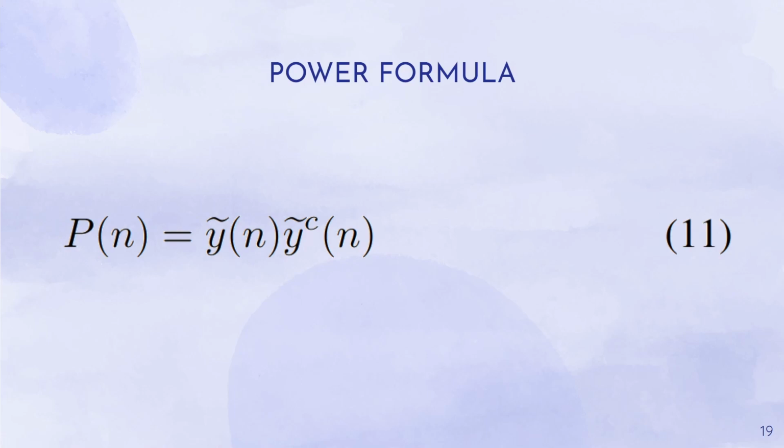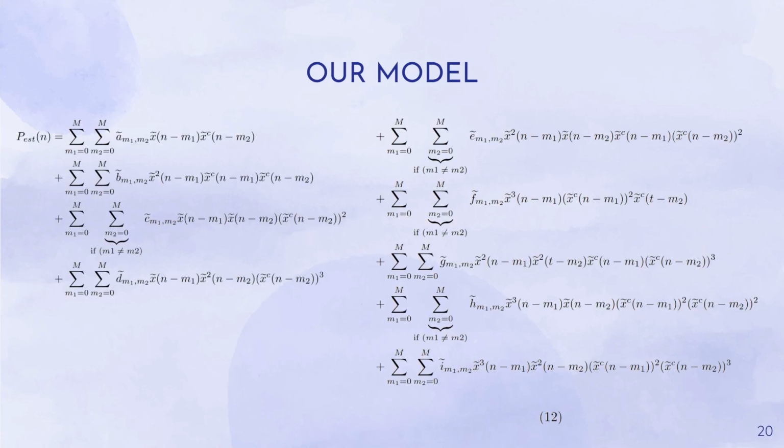where P is the output power and Y tilde to the power C represents its complex conjugate. Note that we are considering the resistance equal to 1 ohm. For P up to 3 and any value of n, we found our model equation, where P_est is the estimated output power, and A, B, C, and so on are the complex constants.